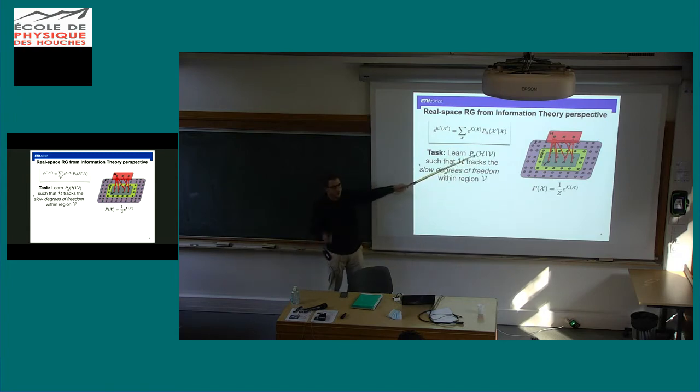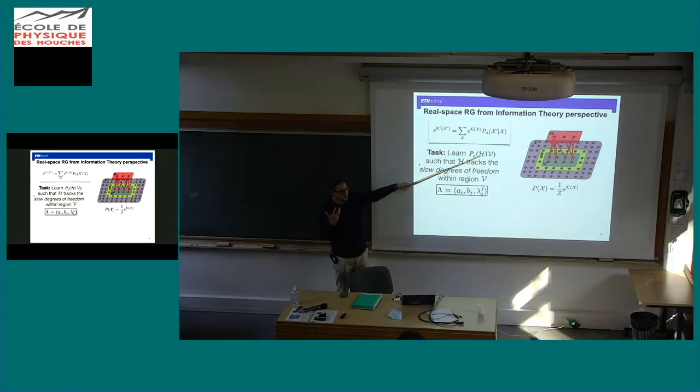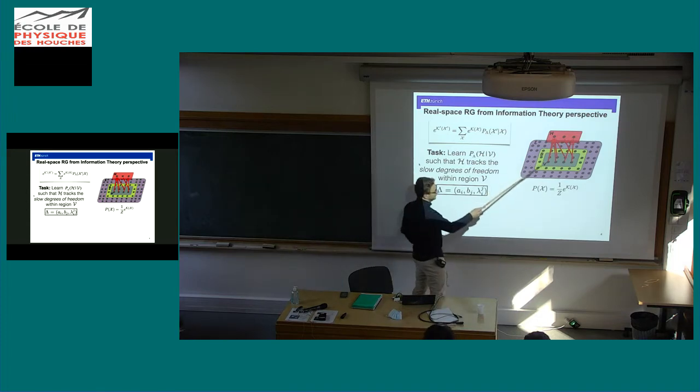Whatever my ansatz family is for this coarse-grained probability distribution, I should choose its parameters. Here, I chose to call them lambda. It doesn't really matter. You should choose the parameters lambda in such a way that this newly constructed degree of freedom H tracks what I would call the slow degrees of freedom within V, or more formally tracks what V knows about long-range physics. That's fine, but then you ask, okay, how do you define what V knows about long-range physics? This is not something that is intrinsic to V. You cannot define what V knows about the long-range properties of the system by looking at V itself. What you need to do is look at the interactions of V with the rest of the system. And that is exactly the idea of this buffer.